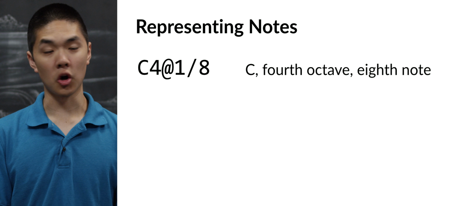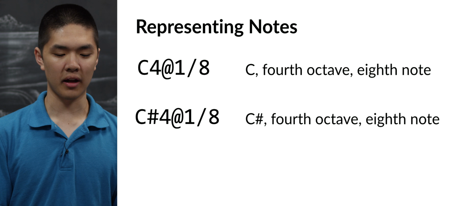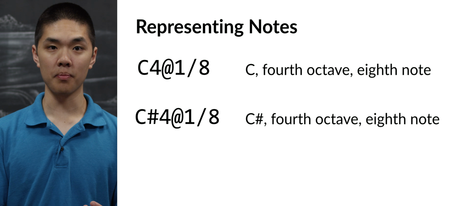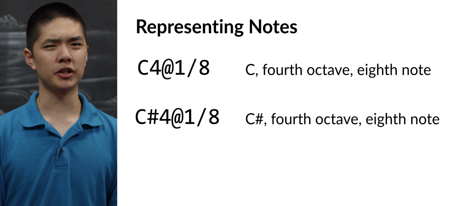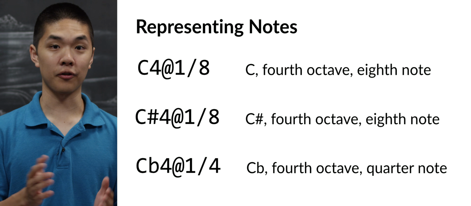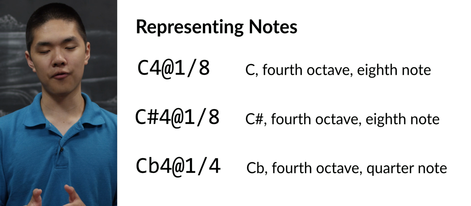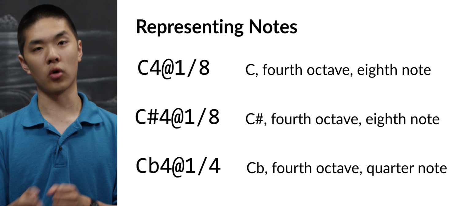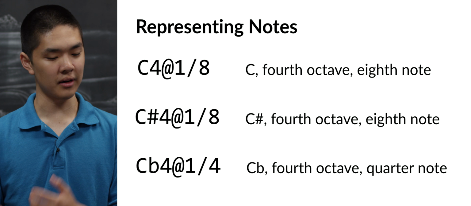If we wanted to represent a note with accidentals, we could include that in this text-based representation as well. For example, C#4 at 1/8 means this is the note C#, also in the fourth octave, and it's also an eighth note. And finally, if we wanted to represent a flat note, for example, we might do Cb4, where the flat is just represented by the lowercase b ASCII character, Cb4 at 1/4, which would be C flat in the fourth octave, but this time a quarter note instead of an eighth note, where a quarter note, if you recall, is twice as long as an eighth note is.